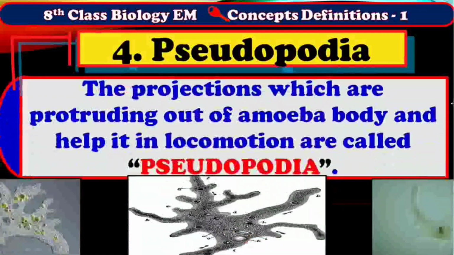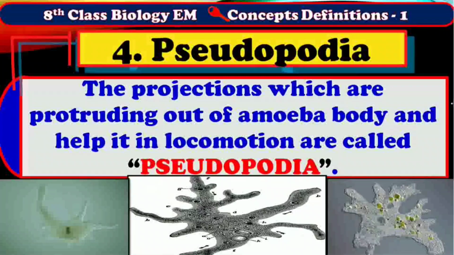Pseudopodia. The projections which are protruding out of amoeba body and help it in locomotion are called pseudopodia. Pseudopodium is singular term and pseudopodia is plural term. Pseudopodium is also known as pseudopod. Pseudo means false, podium means foot. So pseudopodium means false foot. They are temporary organs of locomotion in amoeba. That means they form and disappear continuously as amoeba moves or feeds.